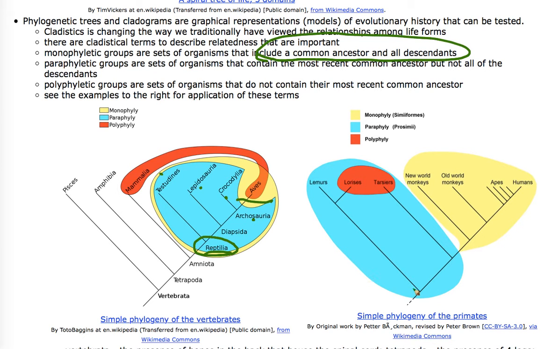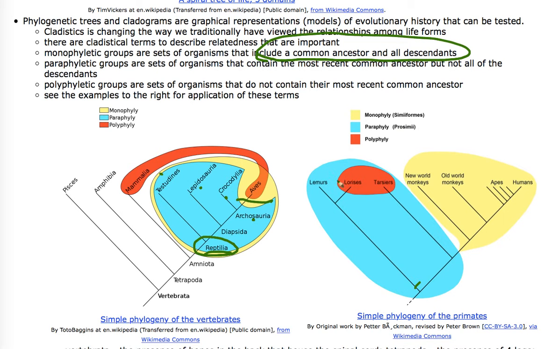So the primates, for example, the anthropoids, which include the New World monkeys, the Old World monkeys, apes, and humans, that is a monophyletic group. But if you're talking about the lorises and the tarsiers, as distinguished from the lemurs, you're talking about a polyphyletic group because you're missing the ancestors back here that relate these three groups.